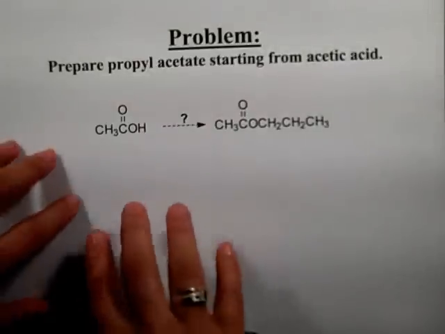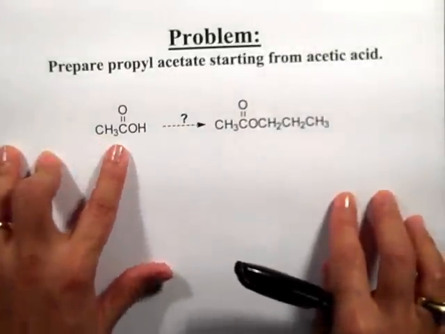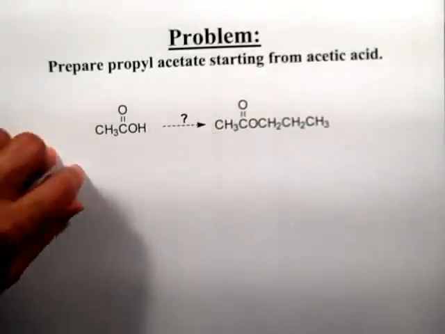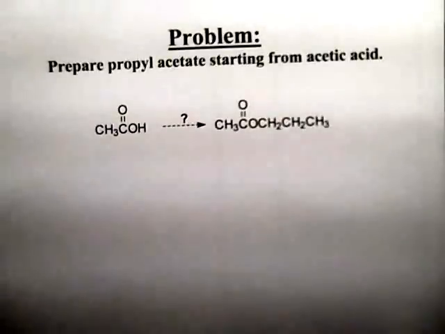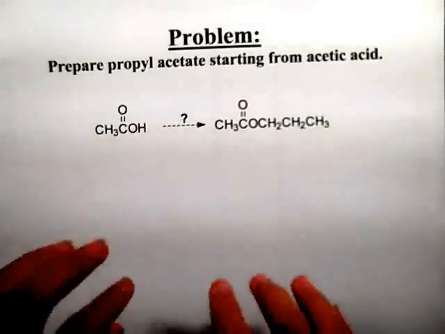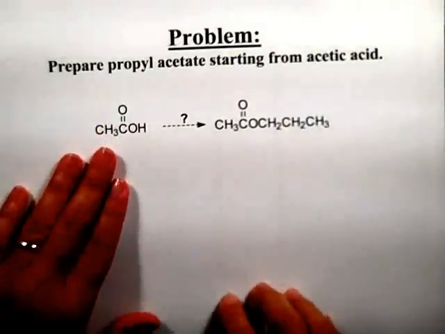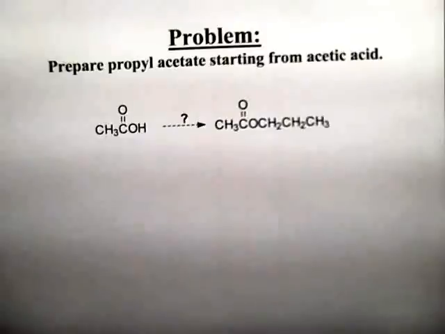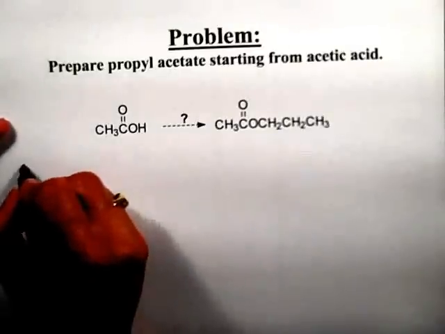Problem right here. I have acetic acid and I need to make an ester out of it, and I want to know a good reaction. There are two possibilities. What is the first reaction you learn to convert a carboxylic acid to an ester? Hopefully you're thinking about the Fischer esterification.